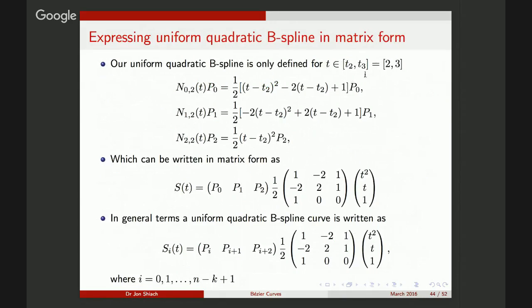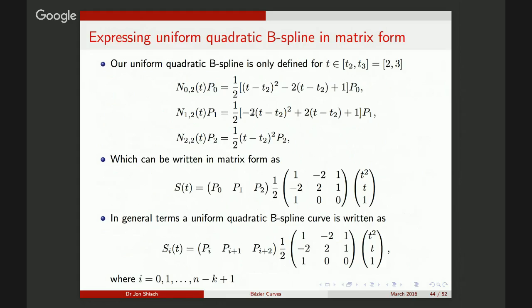Between the knots 2 and 3, these are my three basis functions, similar to Bernstein. You can see we have (t minus t2) squared, minus 2(t minus t2), plus 1. Written in matrix form, we're doing it in terms of t minus t2. So we've got 1 lot of it there, minus 2 lots of it there, and 1 lot of 1 there. That gives me my top row, and I multiply that by a half, because that's where that half comes from.